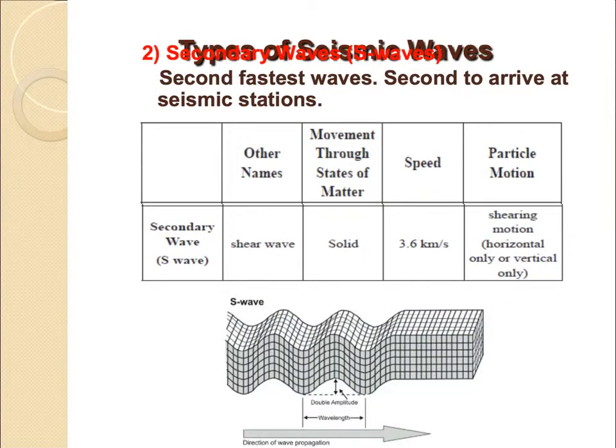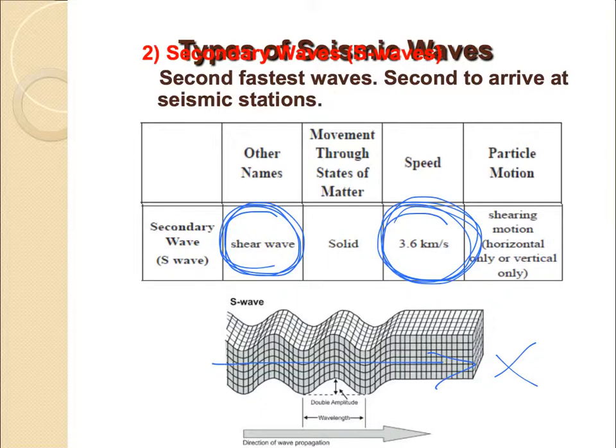For a secondary wave, they are the second fastest. They are the second to arrive at a seismograph station. They travel approximately half the speed of a primary wave, and they are often called shear waves. Now, I kind of relate these S waves or secondary waves to how a snake moves. So the movement is still going this way through the spring. However, there's this back and forth motion. And it's the back and forth motion which basically reduces the speed from 7 kilometers per second down to 3.5 kilometers per second.